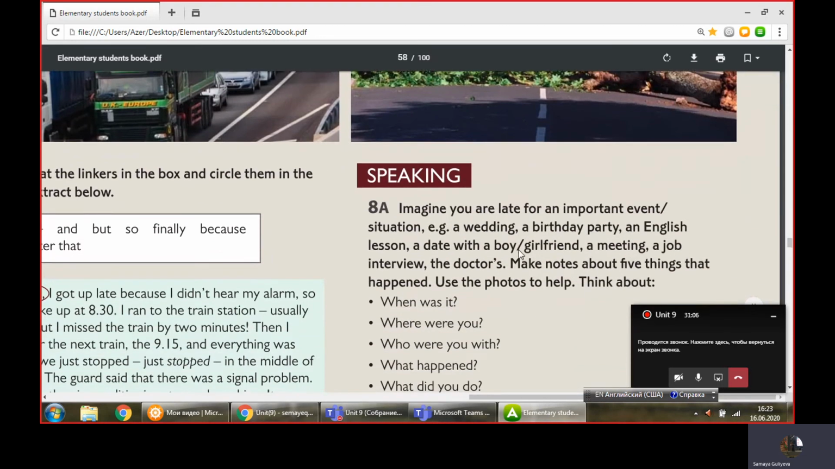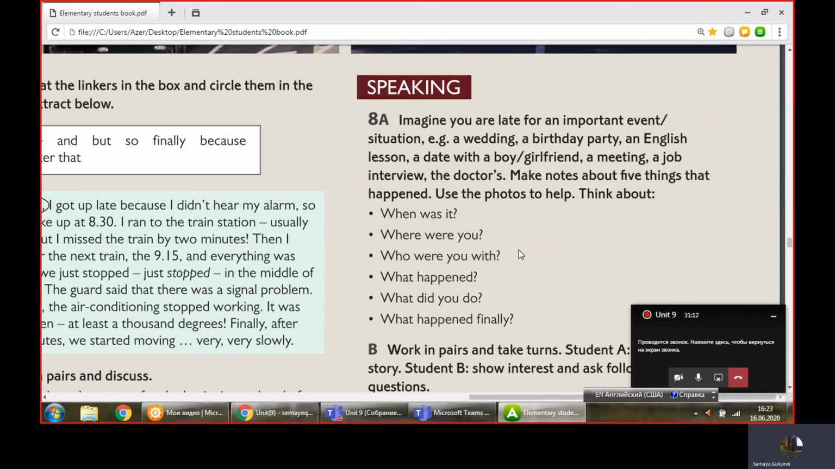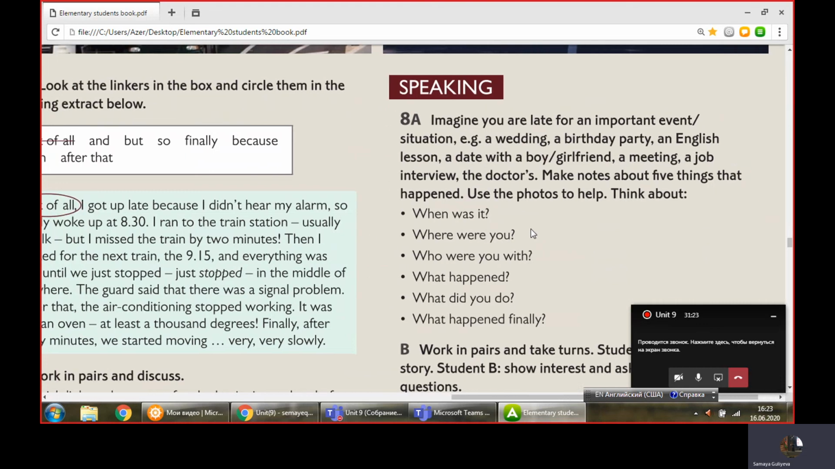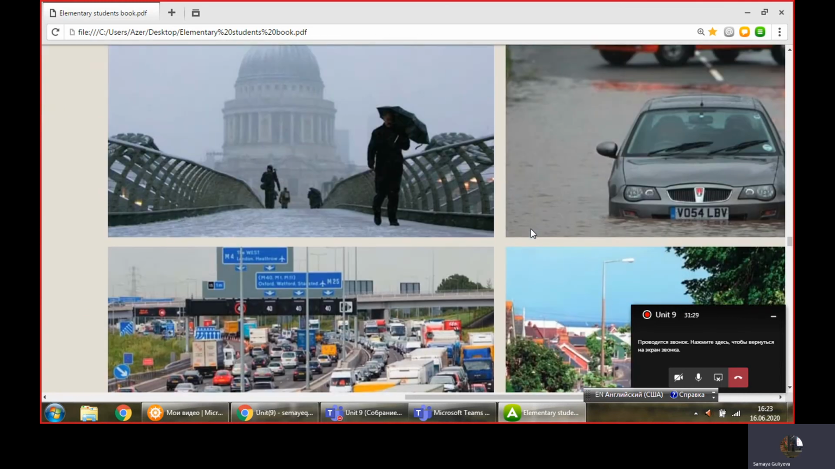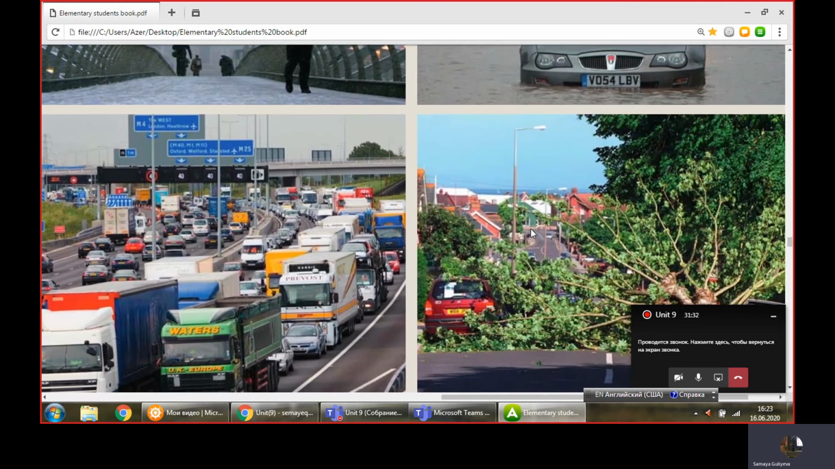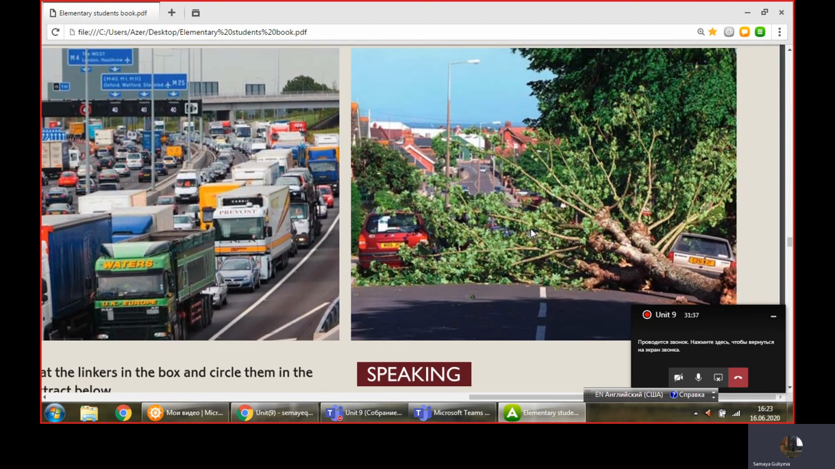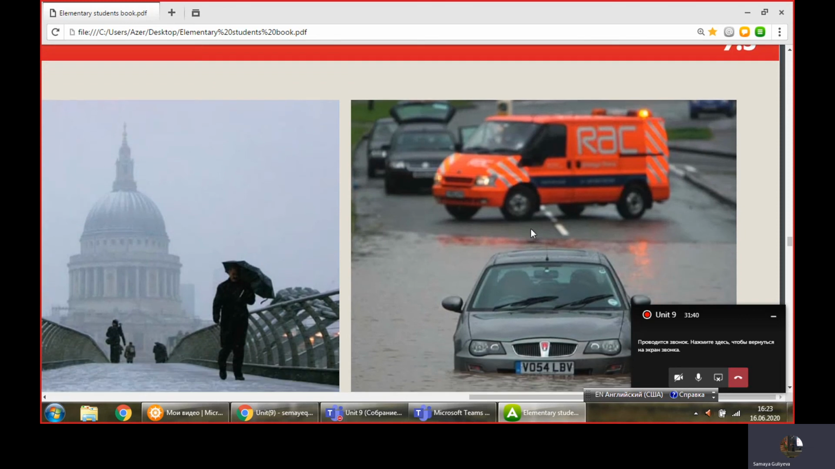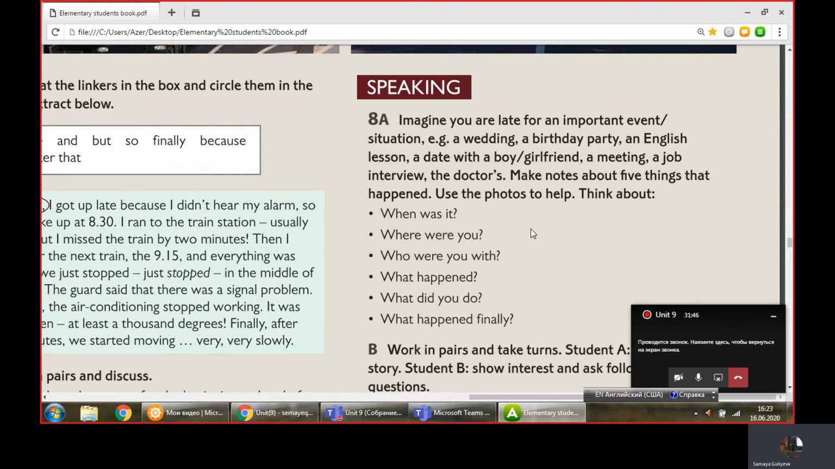And the speaking task: please imagine you are late for an important event, for example, a wedding party, a birthday, an English lesson, a date with a boyfriend or girlfriend, a meeting, and so forth. Think of 5 things that happened and use the photos to help you think. Look at the photos and imagine that these 5 things happened. It rained, there was just traffic, maybe some natural disaster, or maybe it rained a lot, and so forth. So many excuses, so many accidents can happen.